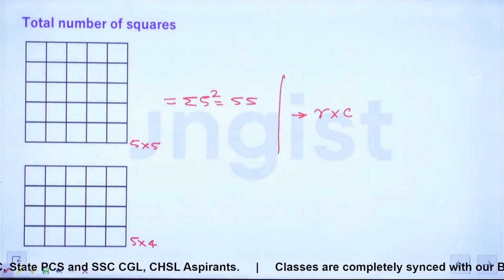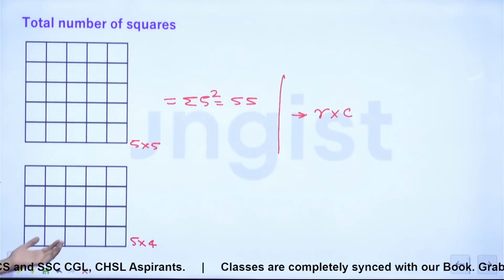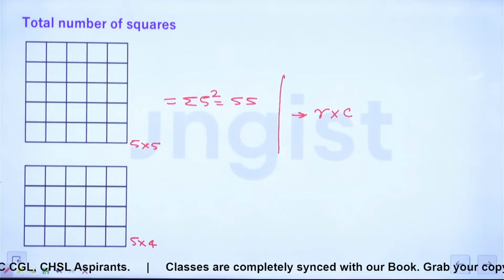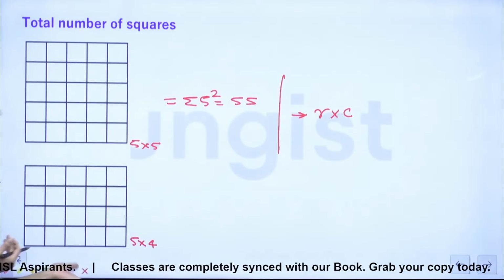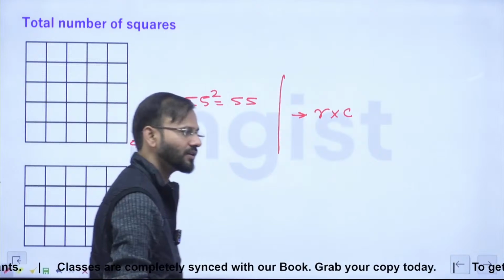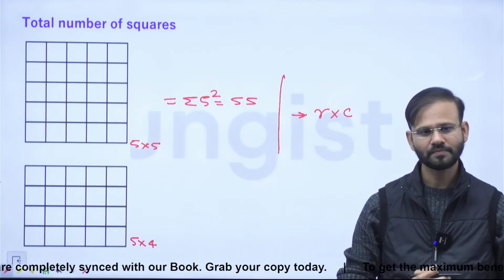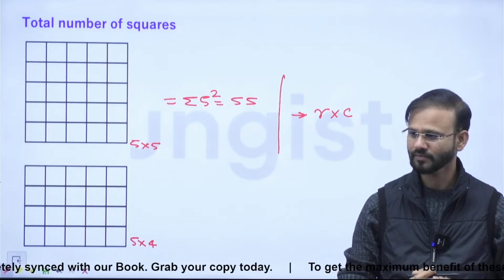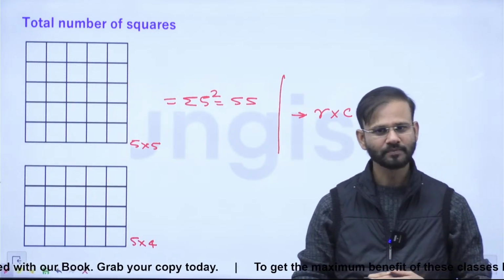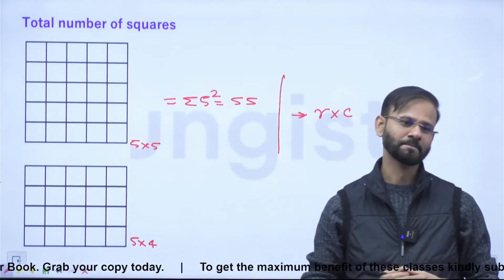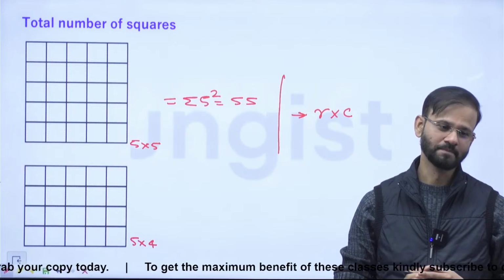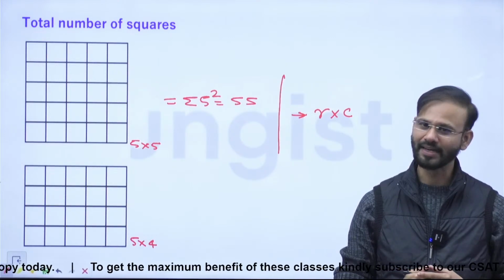Guys, it is clear? Okay. Now what about this type of rectangular grid? This is not a square grid, right? So what about this grid? How will we do this? Any idea, any suggestion?